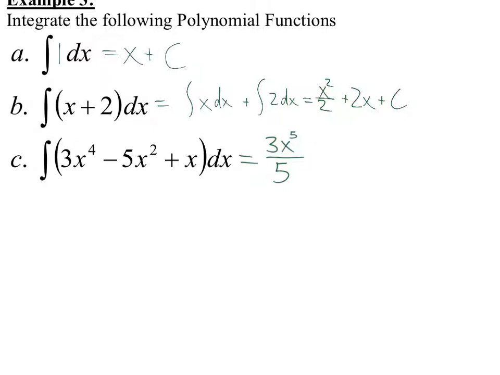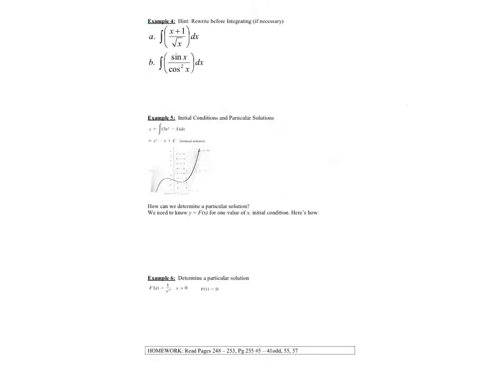How about the minus 5x squared? It's minus 5 over 3 again, x to the 3rd power now. And then the plus x gives x squared over 2. And then don't forget the plus c.